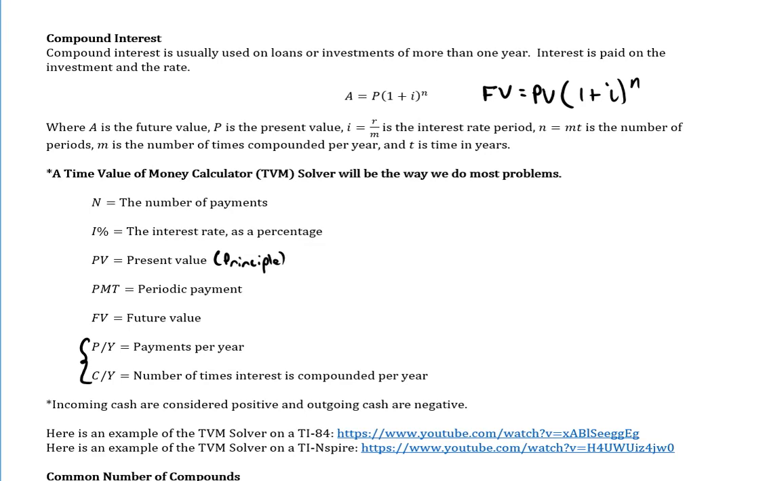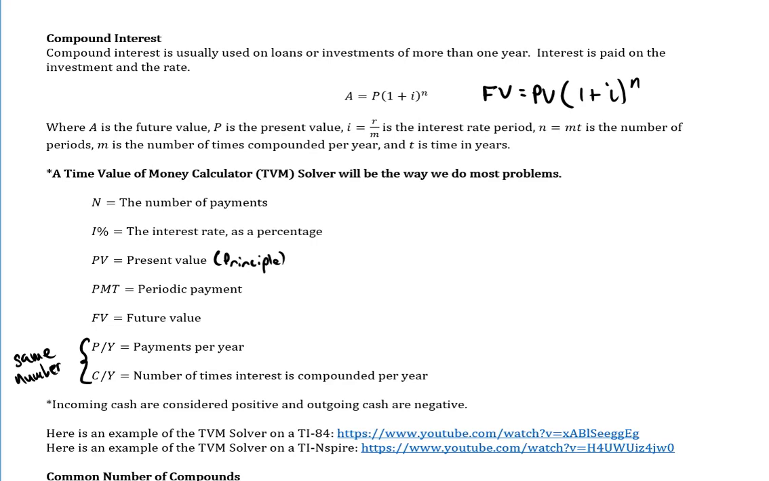Over here, these two numbers should always be the same. I guess there are maybe some very rare cases where they're different, but almost every time they should be the same, and there are no examples that I do where they're different. So this P over Y is payments per year, the number of payments per year. For instance, for a cell phone bill, you have to make a payment every month, so this would equal 12.